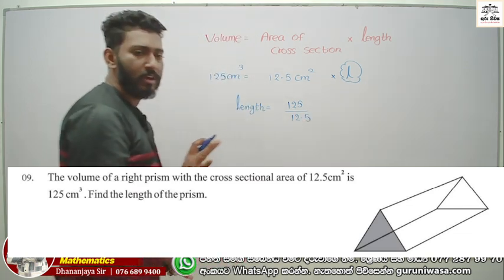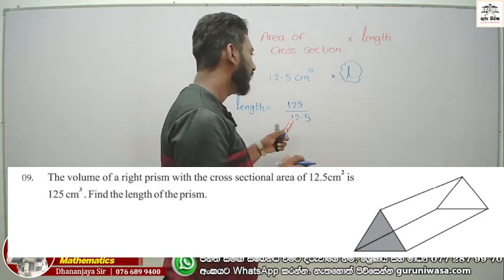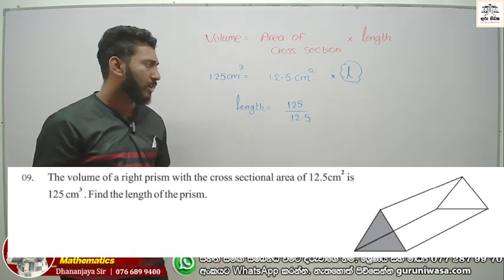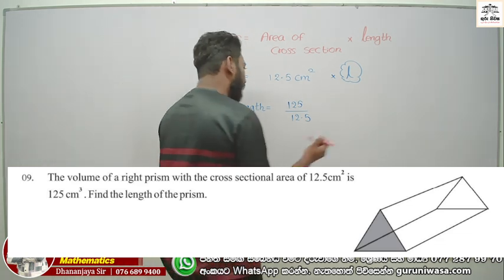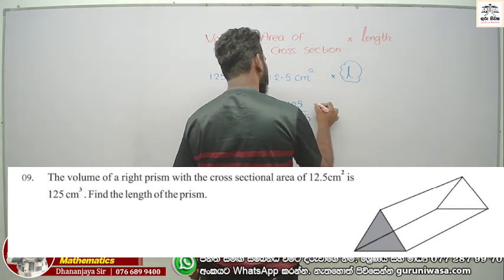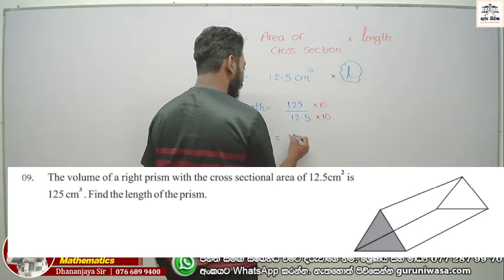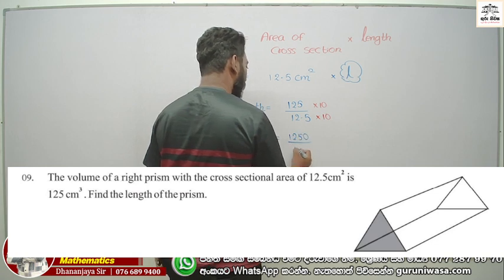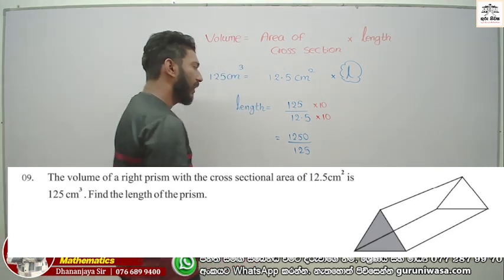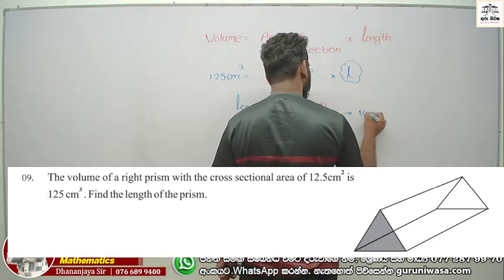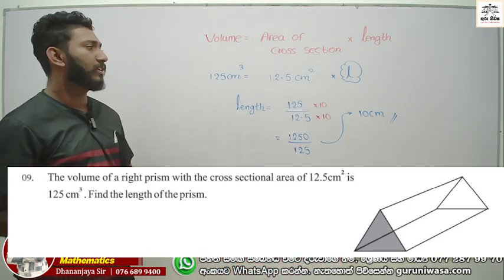Right. Now listen. How to divide using decimal numbers? The theory part is you need to eliminate the decimals in the denominator. Now there is only one decimal place, so I am going to multiply by 10 because I want to remove the decimals. Now the answer becomes 1250 divided by 125. Now you know 1250 divided by 125, then the answer becomes 10. And the unit should be centimeters because the length is in centimeters.